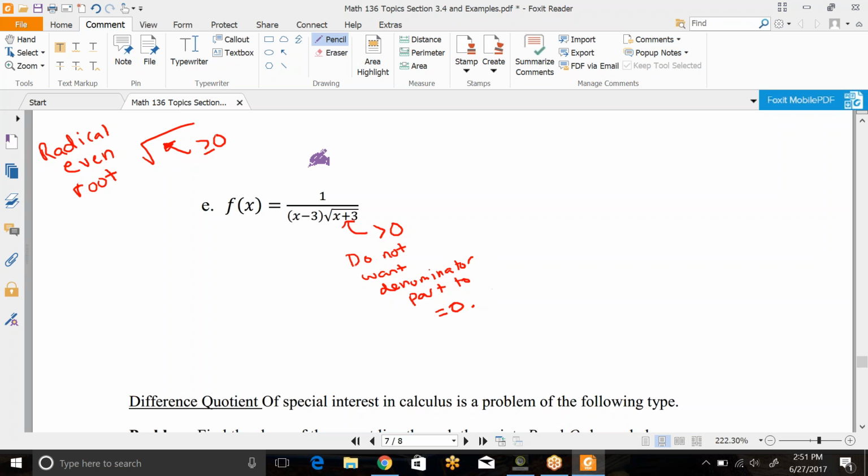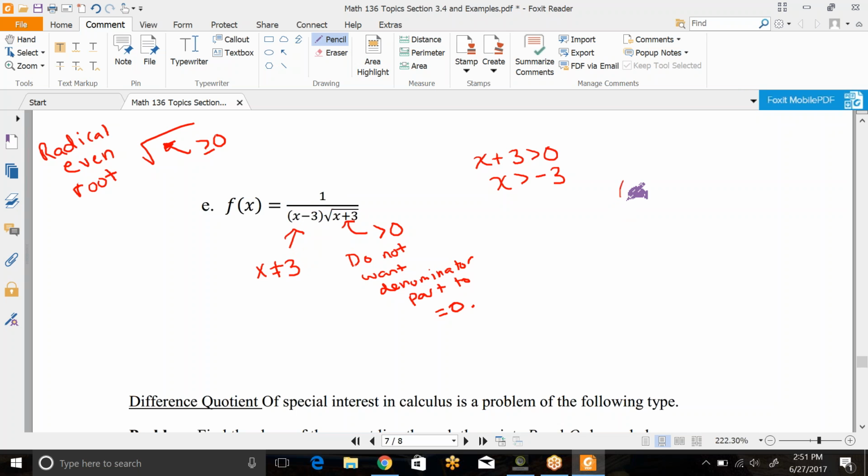So that's the only difference here: if the radical shows up in the bottom and it's a square root or a fourth root, an even root, you don't let it equal 0. You just do greater than 0. So I'm going to set that part up first. x plus 3 has to be greater than 0 to keep this from being 0 or an imaginary number. So that means x has to be greater than -3. And then this guy tells me that x cannot equal 3, or this part would equal 0.